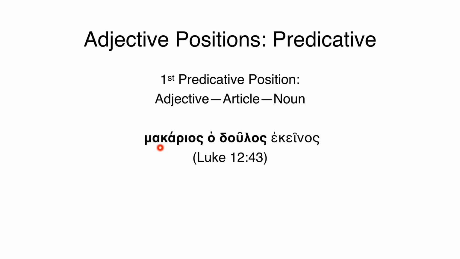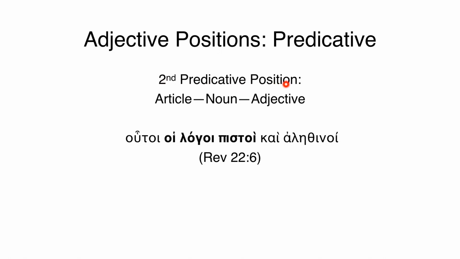Look at this example. Makarios ho doulos. This is the adjective, blessed. Here is the article, and here is the noun for slave. We will translate this, because it's in the predicative position, as the slave is blessed. The slave is blessed. So not attributing something about the slave, but predicating something about the slave with the supply of the verb to be in English.